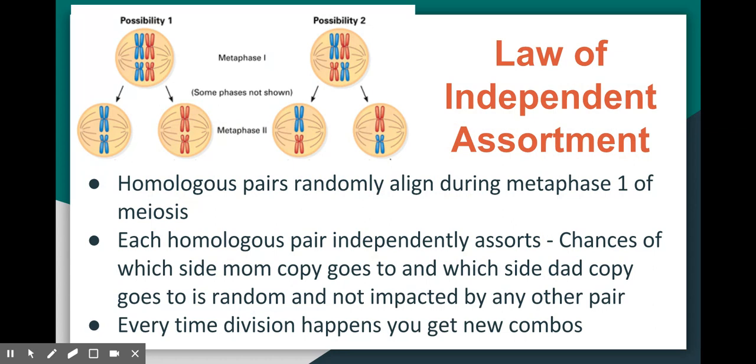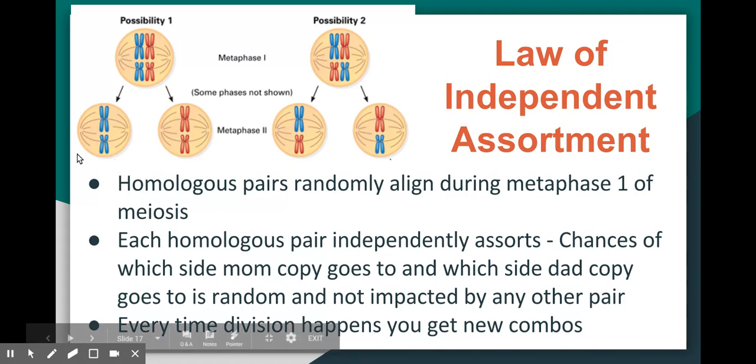The first thing that we notice here, in this lining up of our homologous pairs, so my mom and dad copy of the same chromosome, is what's known as the law of independent assortment in action. What this means is that when my mom and my dad pair line up during metaphase 1, which side they're on, so whether my mom copy is on the left side or the right side, is 100% random. Every single time they line up like this.